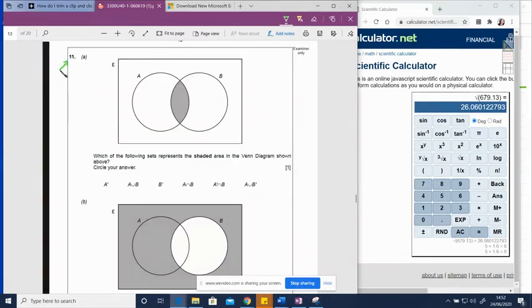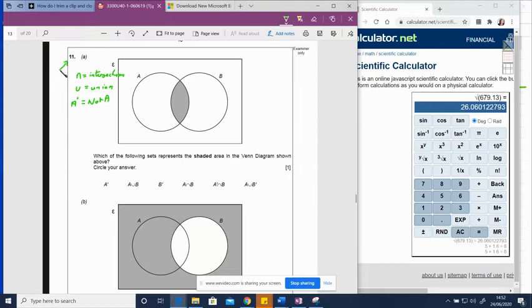Okay, question 11 tells us about Venn diagrams, and you need to learn the notation around Venn diagrams. This symbol here means intersection, and this symbol here means union. This little symbol at the top of a letter, say A, means not A. So you need to learn these.